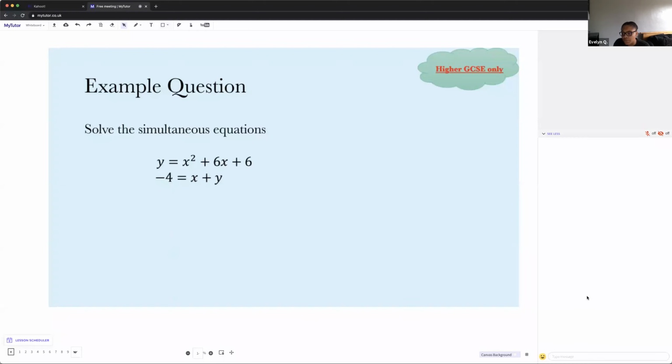Someone said, will we go through this tomorrow as well? I'm a little confused. No problem. Tomorrow, we won't go through the higher GCSE questions. So we won't go through this particular type of question. We will go through the standard simultaneous equation question that comes up in both papers.